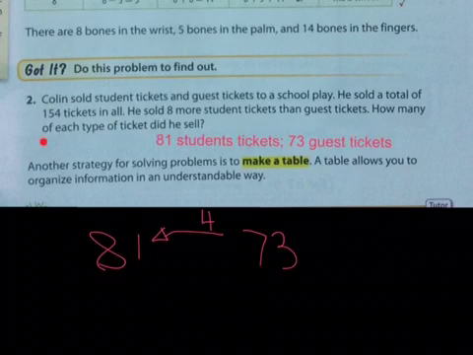So how many of each type of ticket did he sell? He sold 81 student tickets and 73 guest tickets. Please place a star right there, as this is one of our key answers.